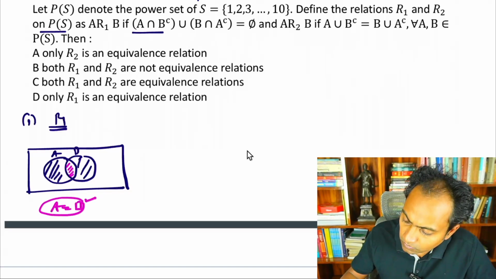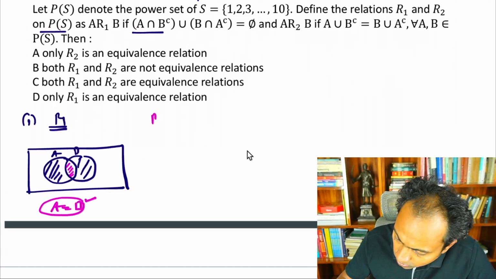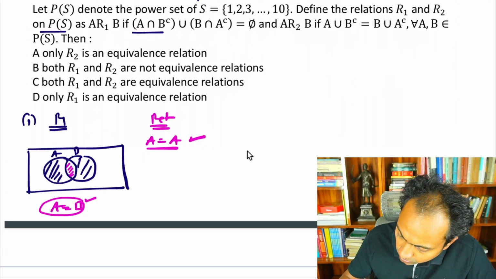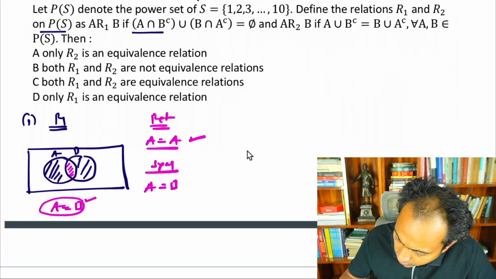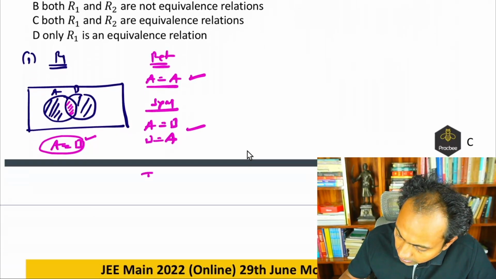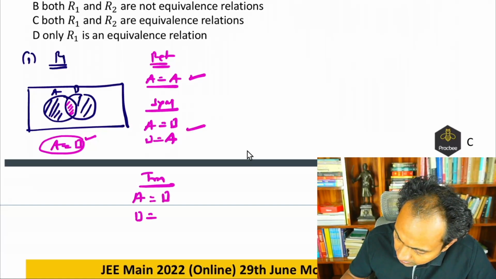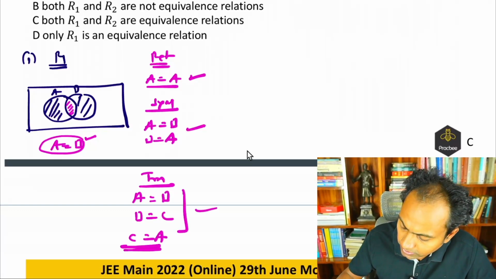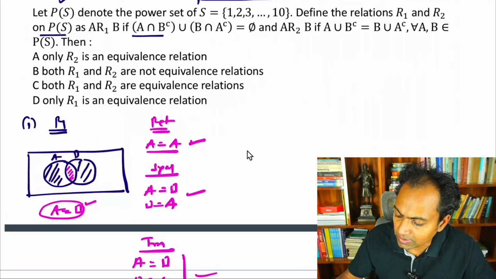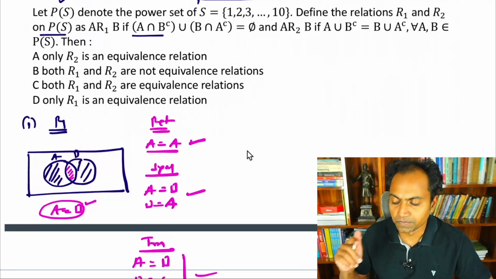Now if A is equal to B, then if I want to check reflexive, if I put A in place of B, it will still be true. If I want to check symmetric, if A is equal to B, obviously it will also mean B is equal to A. This will also become true. And for transitive, if A is equal to B and B is equal to C, obviously C will also be equal to A. This will also become true. So you can see that all of them are satisfied. This becomes an equivalence relation.